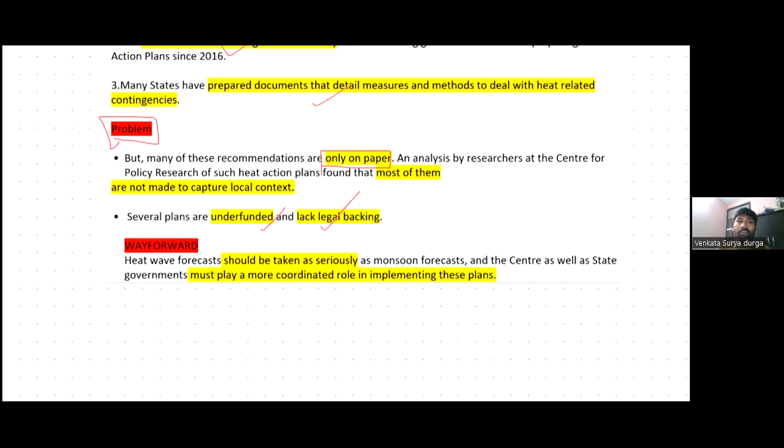The article also discussed the way forward, that heat wave forecasts should be taken seriously, right? In the same way we take the monsoon seriously, heat wave forecasts should also be taken seriously. State governments must play a more coordinated role in implementing such heat wave action plans. Yes, we have heat wave action plans, but the center and state governments should show the necessary intent and will to implement them, so that the loss of lives could be further minimized. Not just the loss of lives, the economic productivity could also be safeguarded. But we need to properly map and identify the vulnerable regions, and forecasts should be given as early as possible.